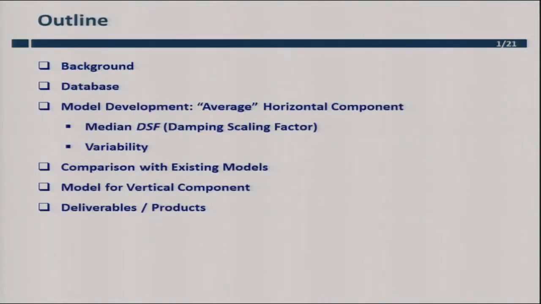So here you see the outline of today's presentation. First, I give you a very brief background on the project, and I go over the database of ground motions that we selected to develop our model. I go over the model development procedure for the average horizontal component and show you the proposed model for the median DSF. So the DSF stands for the damping scaling factor that I'm going to use from now on. We also developed a model for the variability of this parameter that I will show you, and then focus on some comparisons with existing models. I will show you how the DSF for vertical component is going to differ from that of the horizontal component, and then close up by listing the products of this project and show you how you can access them.